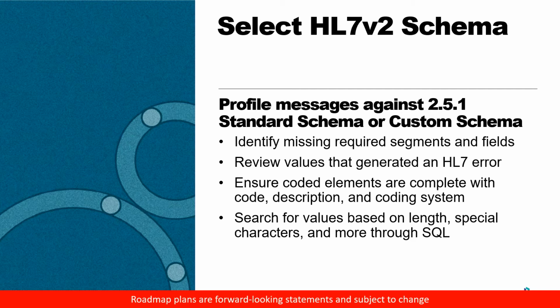And so you'll be able to access our SQL tables to form very specific queries. So if you want to look at coded elements, make sure that they're complete in context with a code description and coding system, you can use our database to find that. And you can also look for certain values for certain fields. So for example, social security number. If you want to see if values are less than or greater than a specific length, or if they contain special characters, you can hone in on that directly to address those issues.